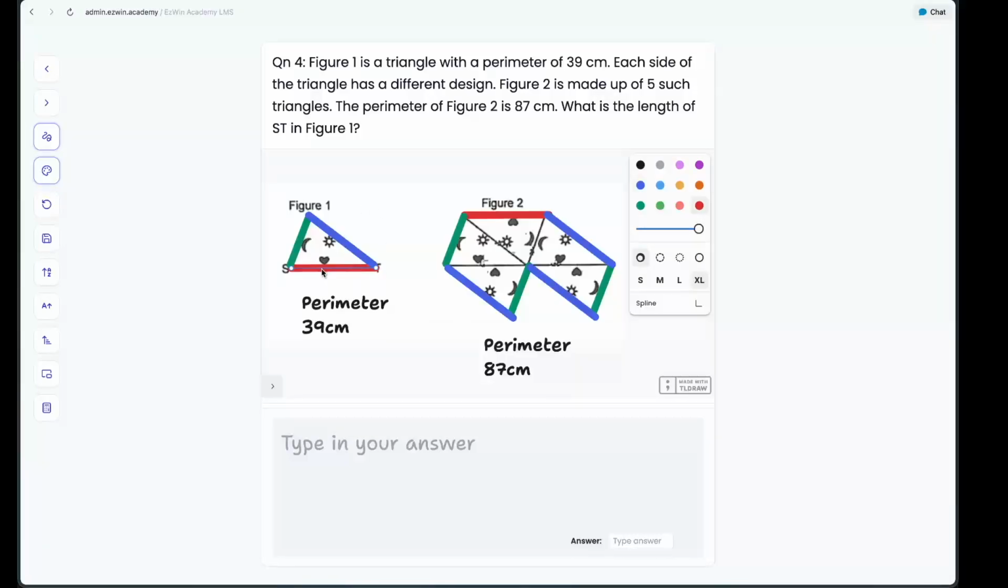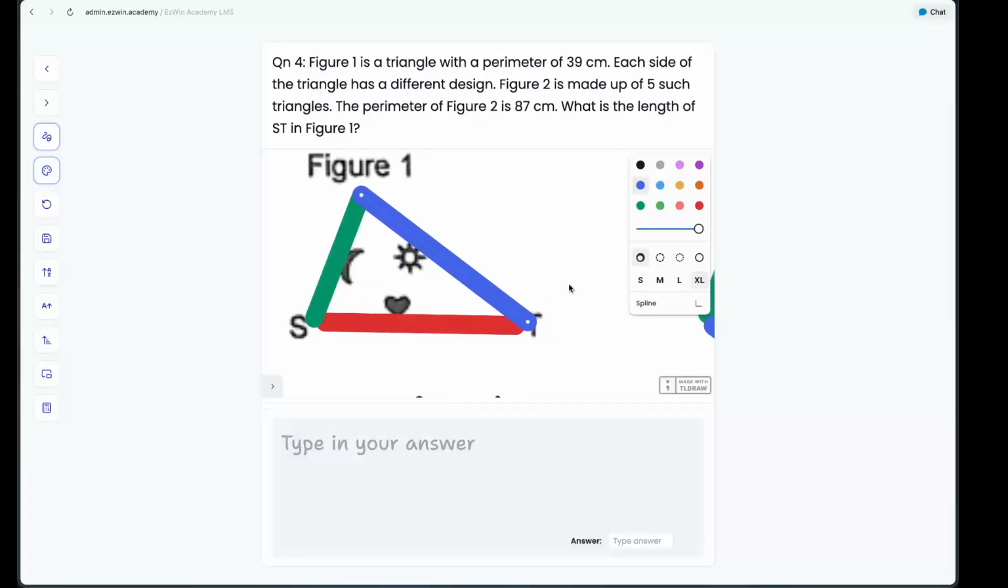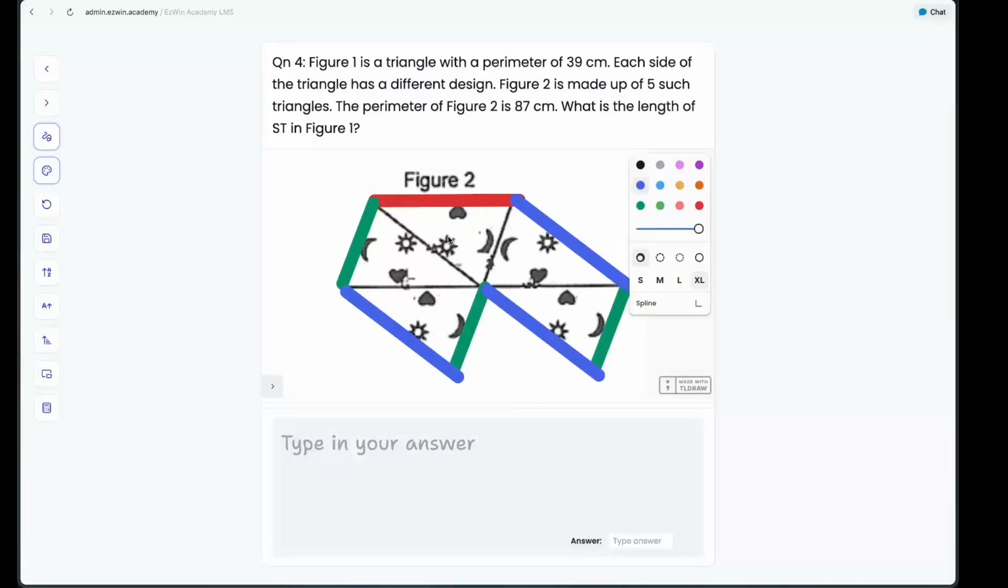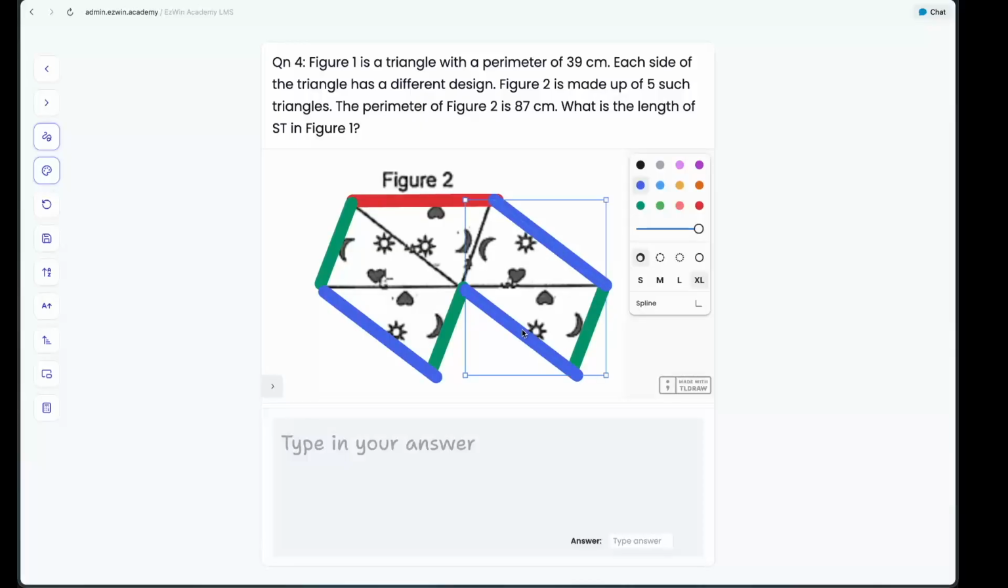So what I did here was I put ST over here, which is very bold, to be red. And then if you were to look closely, the designs, each side has its own shape. So the crescent moon is in green, and then the sun is in blue. So for perimeter, you need to understand it is the outline of the figure. So for figure 2, there's only one ST, but there are 1, 2, and 3 blue lines, or the sun, and then the 1, 2, and 3 moon.